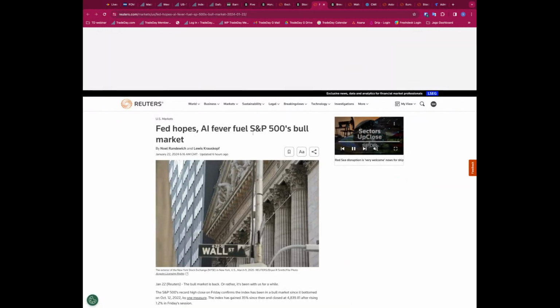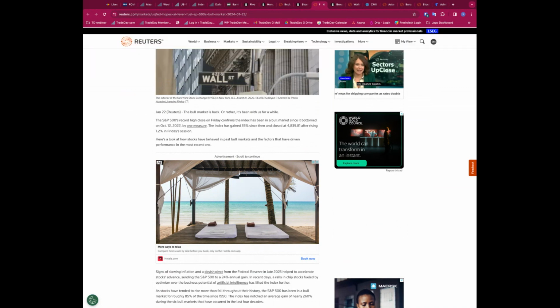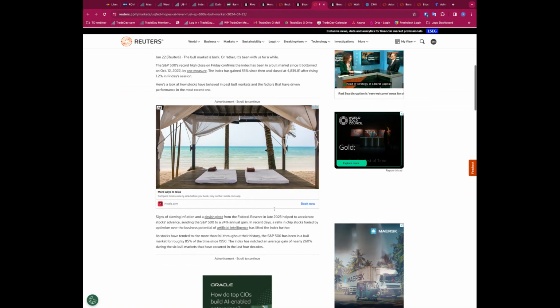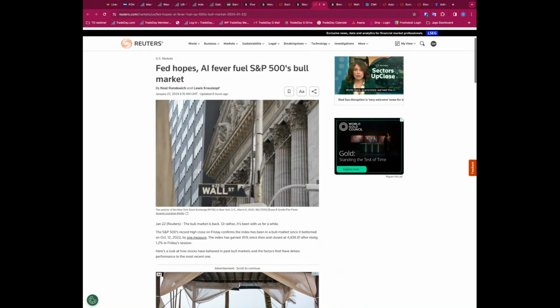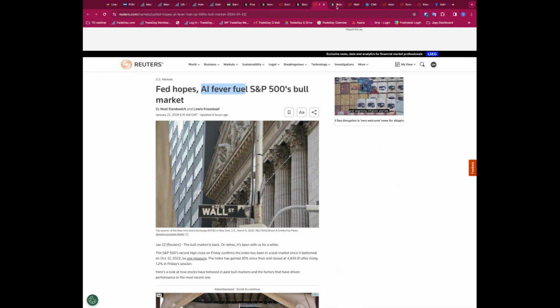Fed hopes, AI fever fuel S&P 500 bull market. Well, I don't think it's really Fed hopes, because we've just been looking at that, right? So, signs of slowing inflation, a dovish pivot from the Federal Reserve in late 2023. Well, yeah, but we've actually had a backing away from that, a reversal of that. So it's not so much Fed hopes. Fed hopes have been fading, if anything, of late. It's more this kind of AI fever and the fear of missing out maybe going on at the moment, and the market just taking it in its stride.